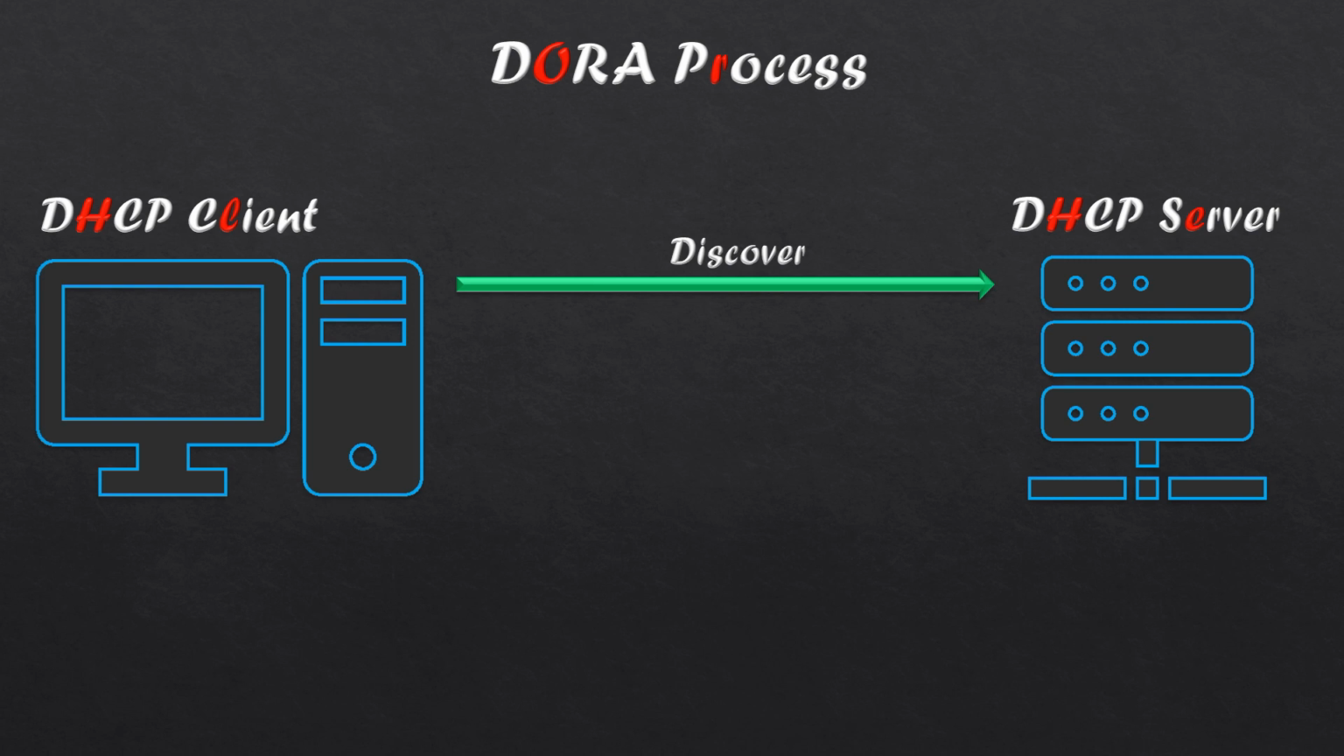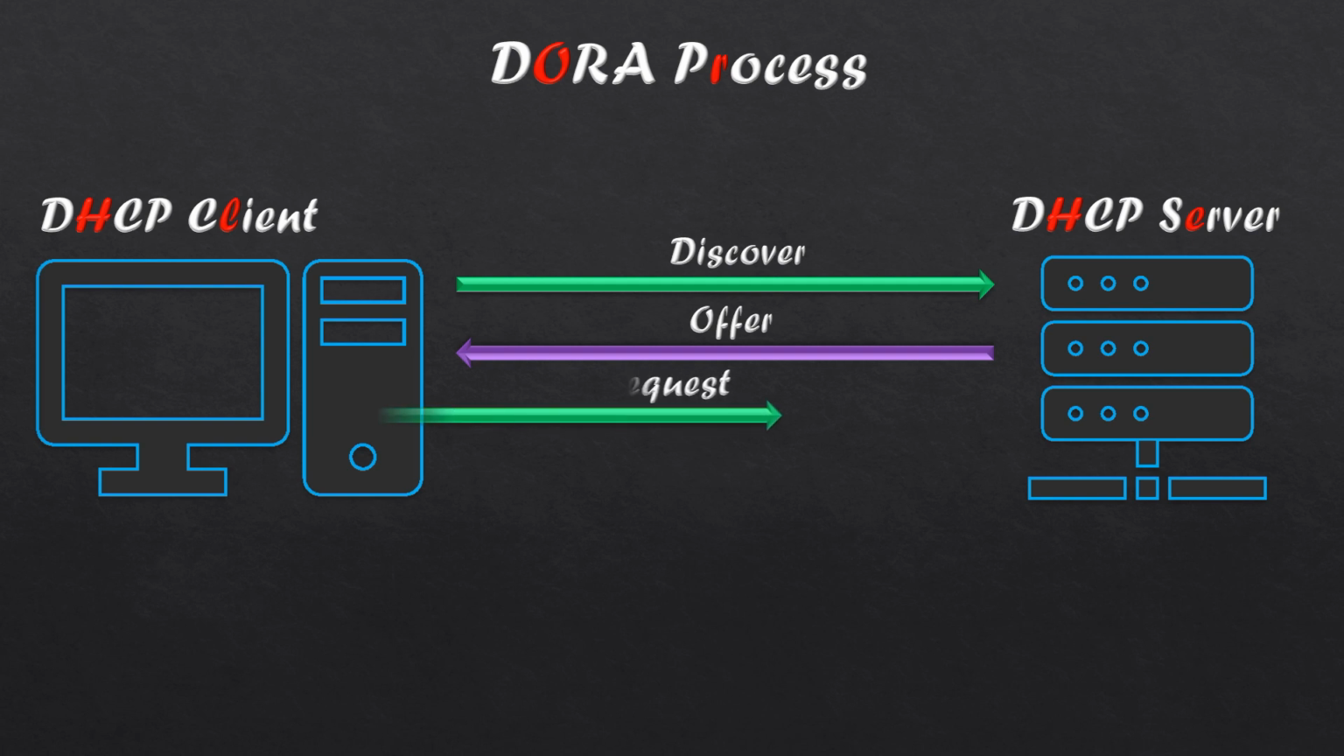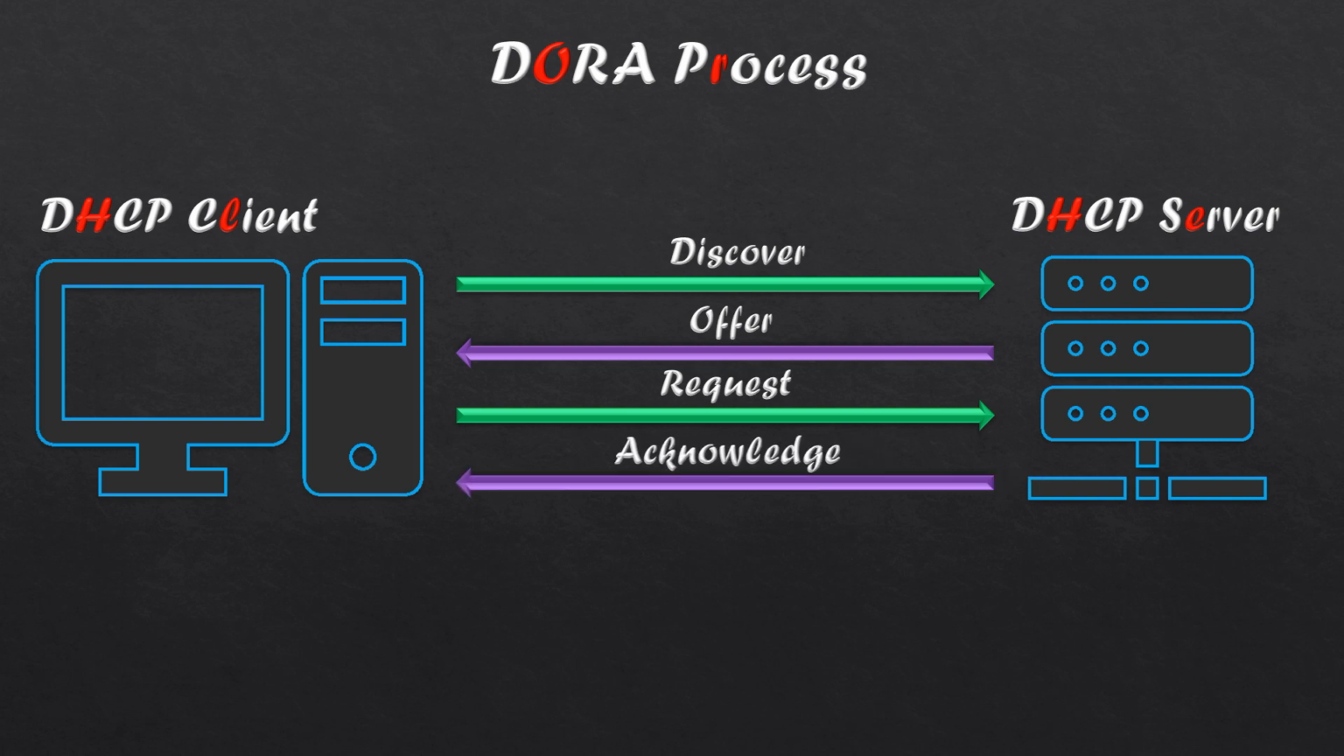The DHCP server will also get a copy of this discover message. The DHCP server will respond back to the DHCP client offering an IP address. And this is the offer message. Now the client will receive the response from the server and will request back to use that IP address. Finally, the DHCP server will respond back with an acknowledge for the request.